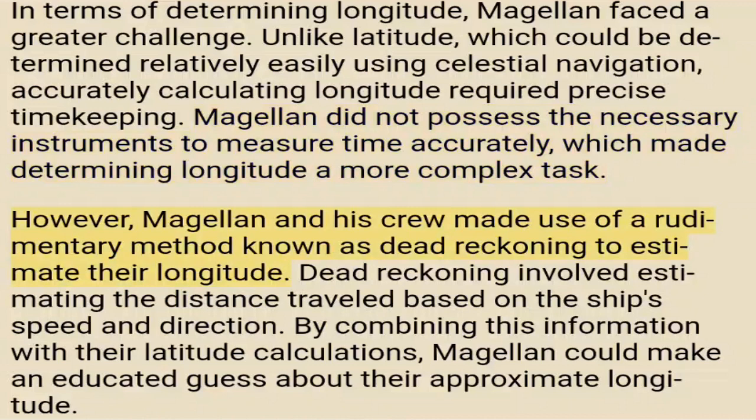However, Magellan and his crew made use of a rudimentary method known as dead reckoning to estimate their longitude. Dead reckoning involved estimating the distance traveled based on the ship's speed and direction. By combining this information with their latitude calculations, Magellan could make an educated guess about their approximate longitude.